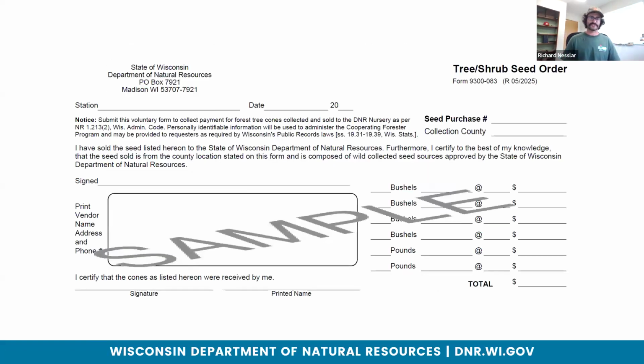Once you get to your buying station, we're going to measure your seed. Again, that's either going to be by the bushel or by the pound. And then we're going to have you fill out one of these seed purchase orders. Basically what this does is add up the amount of volume per species that you've collected, provide that value per species, and total that dollar value up.